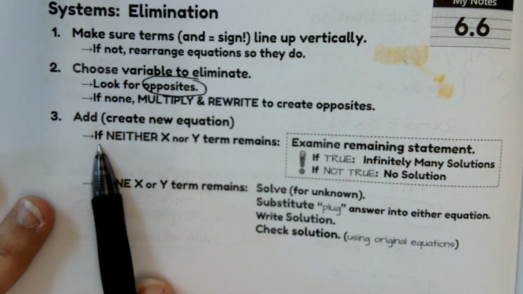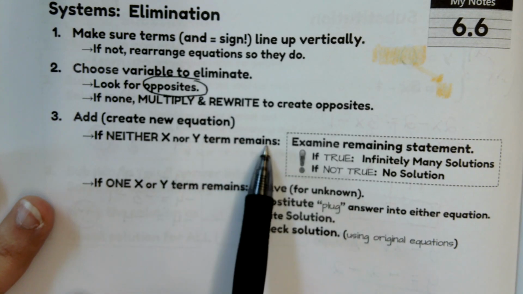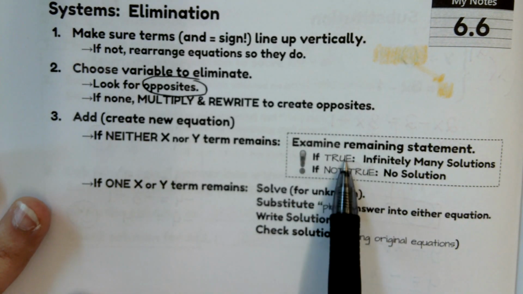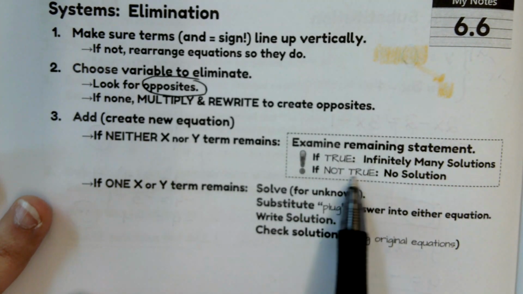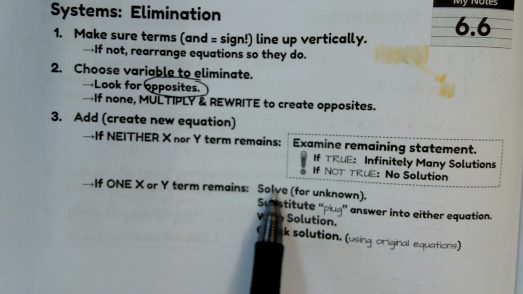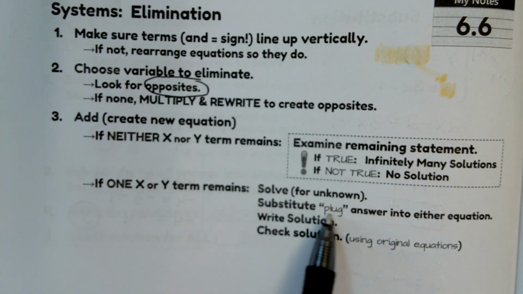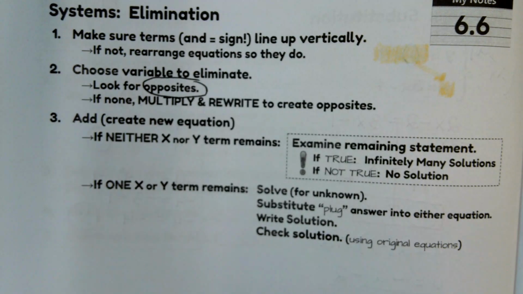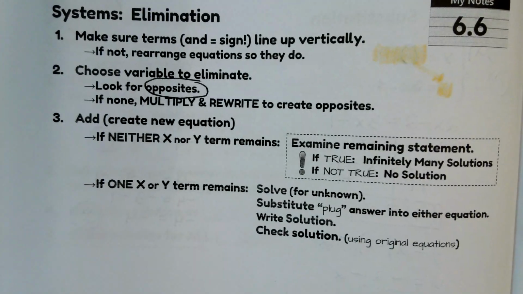And then we add. If neither x nor y term remains, examine this following statement. If it's true, infinite many solutions. If it's not true, no solution. If one x or y term remains, we solve for the unknown, substitute the answer to find the other variable, and then we write our solution as an ordered pair.